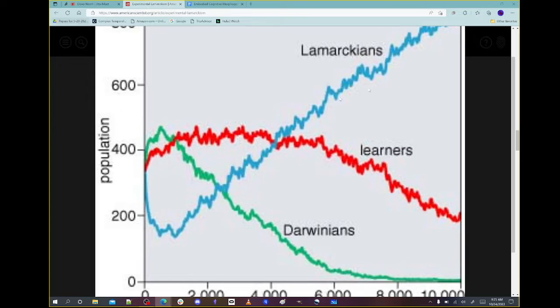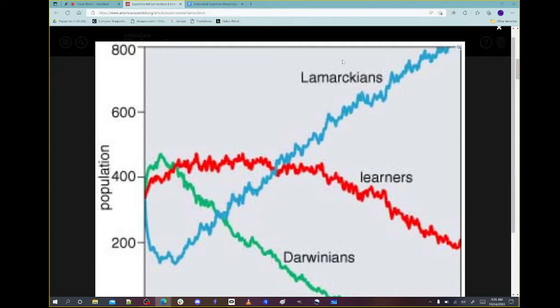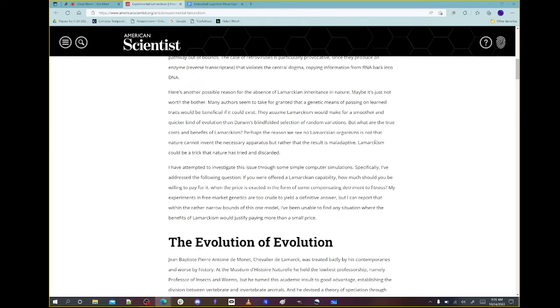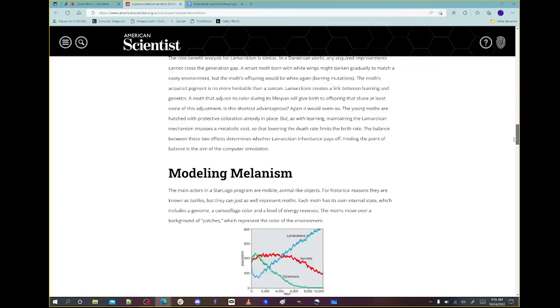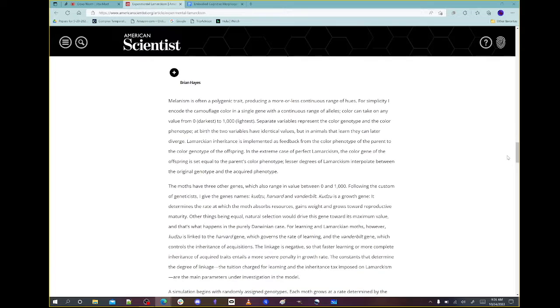What is this example though? It's showing that there's an increase in the Lamarckian case in terms of the population size, but a decrease in the Darwinian case, and it's sort of a wash for the learners. It's a little bit less, and so this experiment is where he's modeling melanism as a polygenic trait. And so the moths have 3 other genes which range in value from 1 to 1,000.